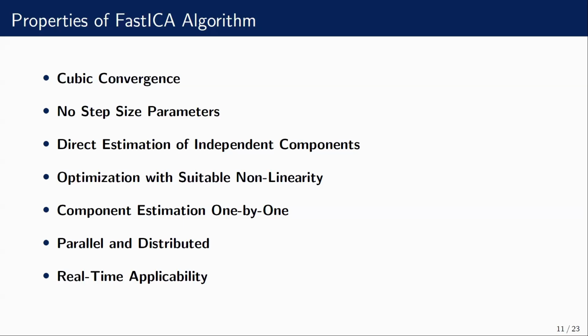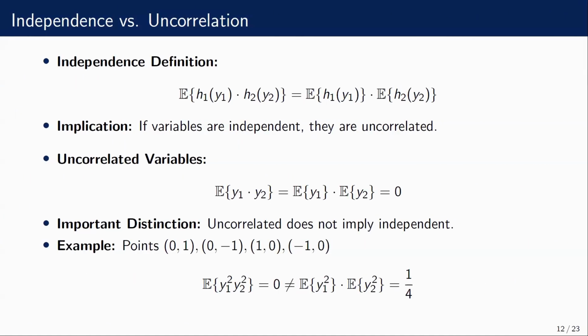To truly understand why it works so well, it's important to take a step back and look at the mathematical foundation behind ICA. Before we dive into the math behind ICA, let's clarify a key concept. Independence means that knowing one variable tells us nothing about the other. Formally, their joint expectation factorizes for all functions. A weaker condition than independence is uncorrelation, where only the linear relationship vanishes, that is, their covariance is zero. It's important to note that independence always implies uncorrelation, but the reverse is not true.